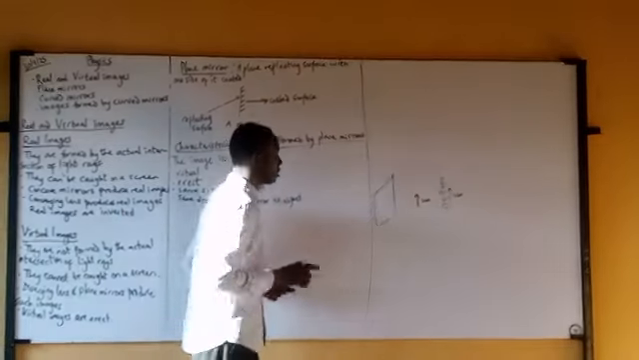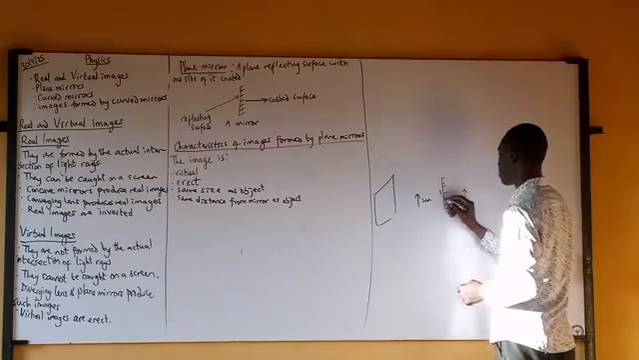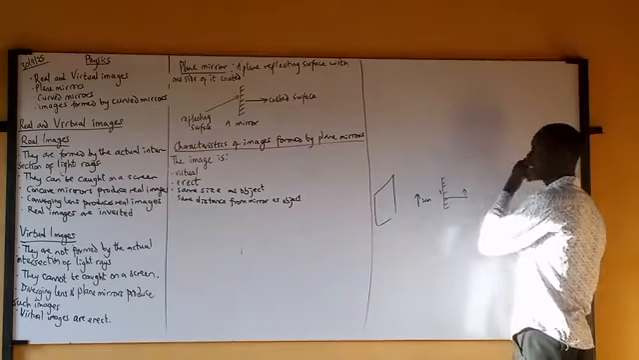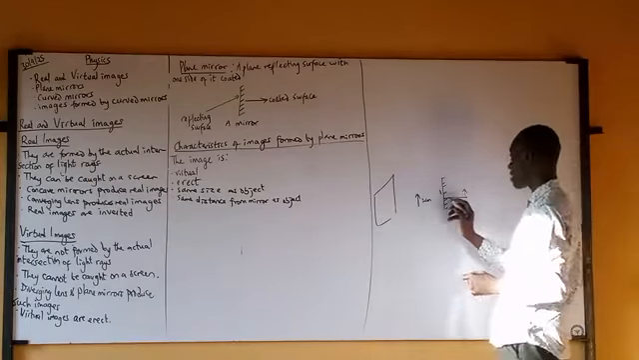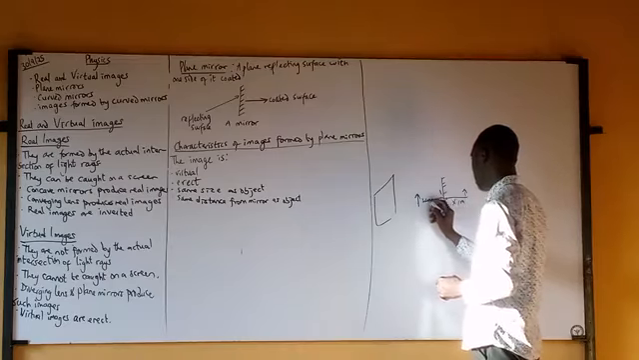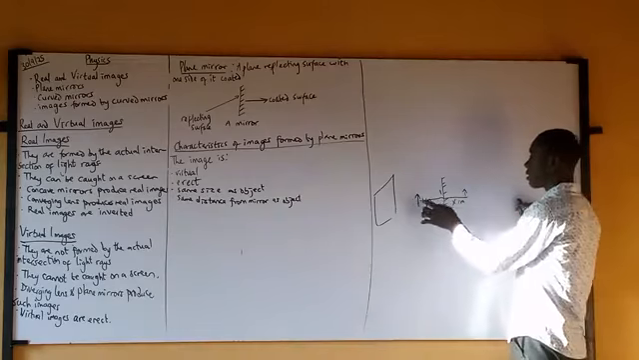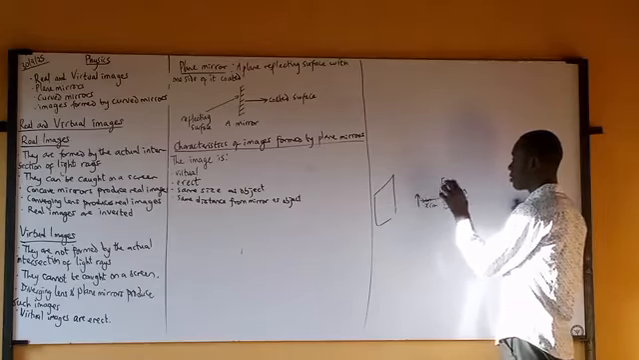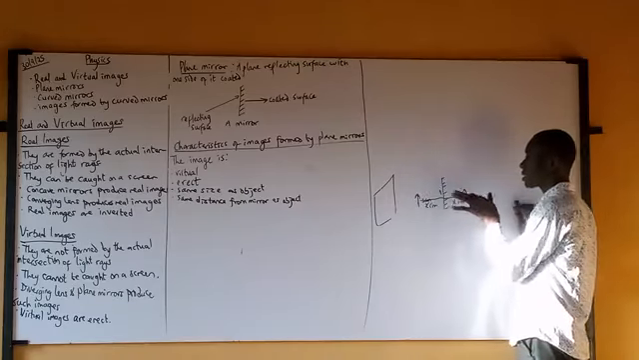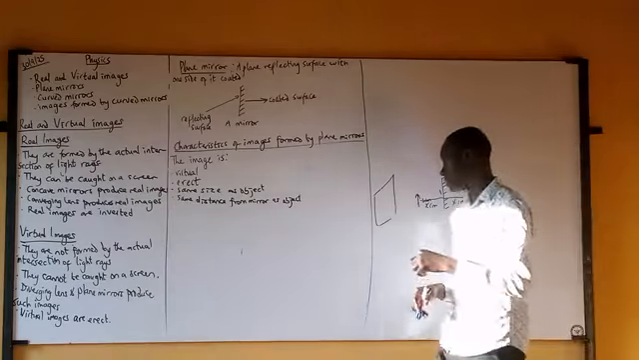That is, if you measure the distance from this mirror to the image formed behind it in a plane mirror, let's say it is x centimeters. By the time you measure the distance between this mirror and the object, you will find out that this is also x centimeters. So the distance between the object and the mirror is the same as the distance between the image formed and the mirror.